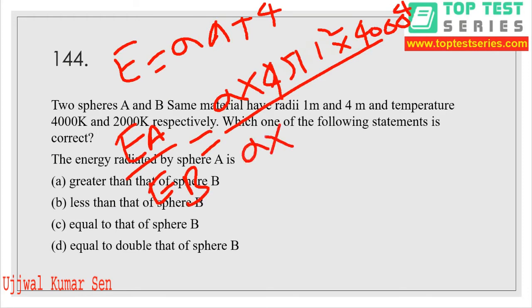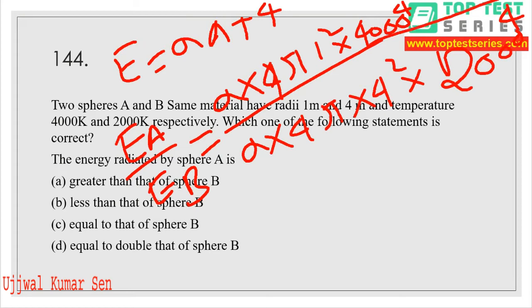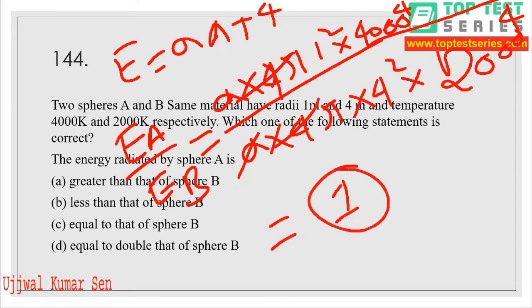Division sigma 4 pi r square, 4 square multiple 2000 to the power 4. Alright, now cancel all these things, my dear. So what we are getting basically from here is 1. So we can say, my dear, the energy radiated by sphere A is equal to that of sphere B. So option C is the correct answer for this question.